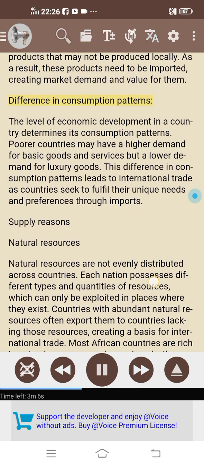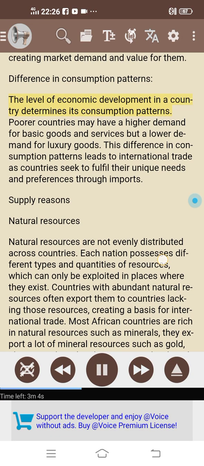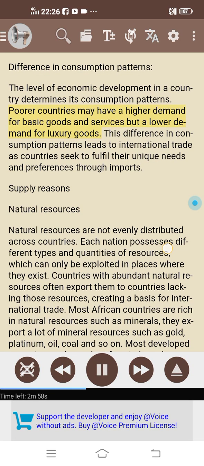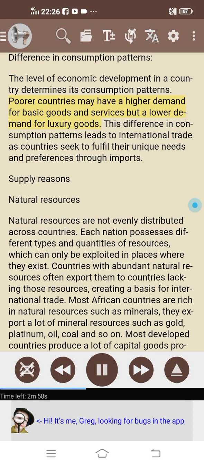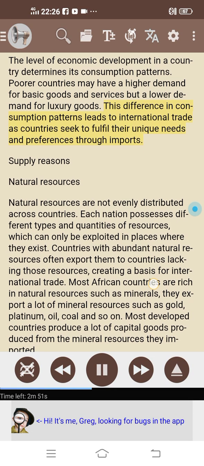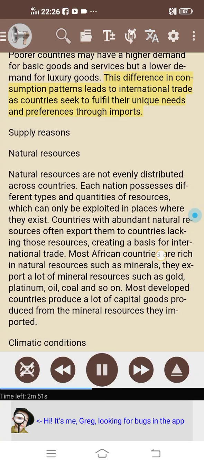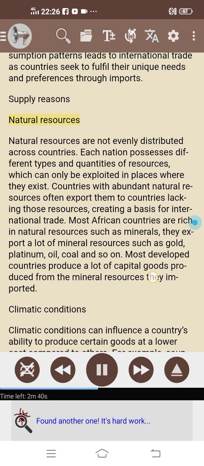Difference in consumption patterns. The level of economic development in a country determines its consumption patterns. Poorer countries may have a higher demand for basic goods and services but a lower demand for luxury goods. This difference in consumption patterns leads to international trade as countries seek to fulfill their unique needs and preferences through imports.